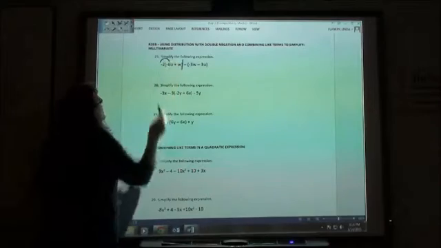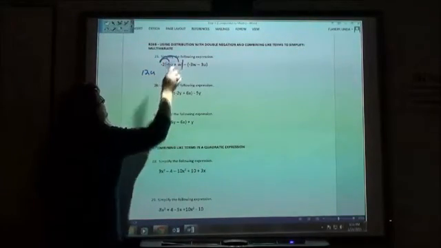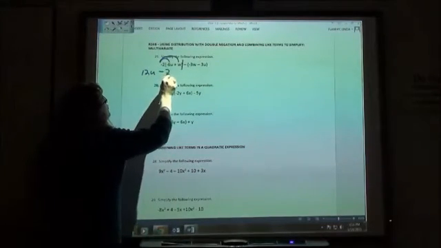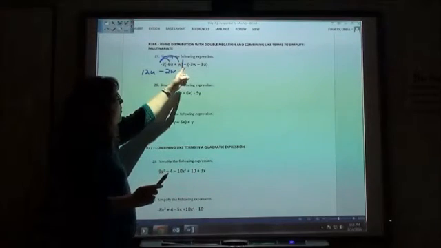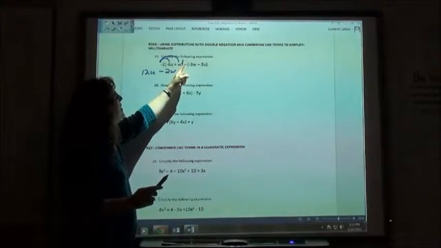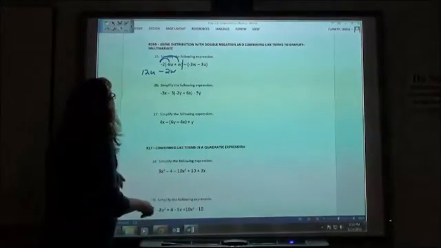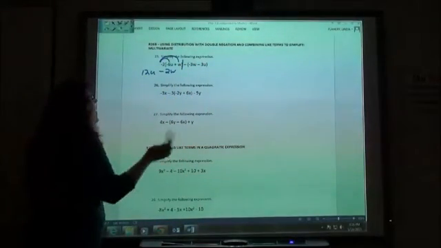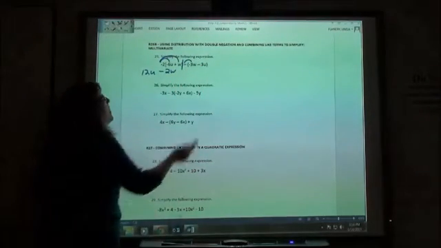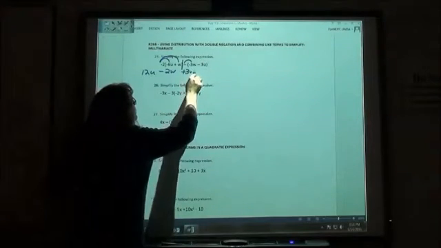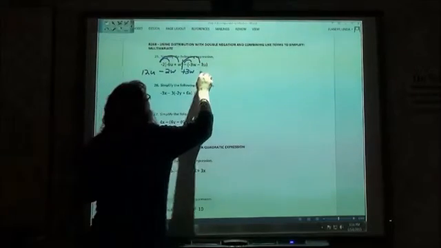Negative 2 times negative 6 would give me positive 12u. Negative 2 times a positive w, negative 2w. Negative times a positive is a negative. Here, this technically is either subtracting, where you change it to adding the opposite, or multiplying by negative 1. You get the same thing either way. I think of it this way. Negative times a negative, going to give me a positive, so positive 3w. Negative times a negative, also going to give me a positive, so positive 3u.